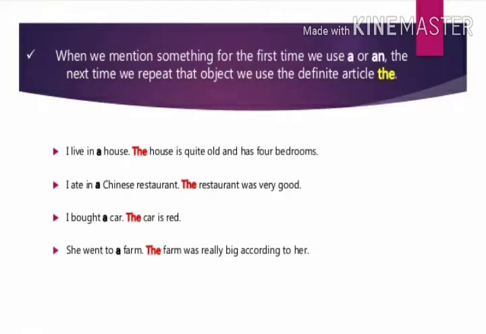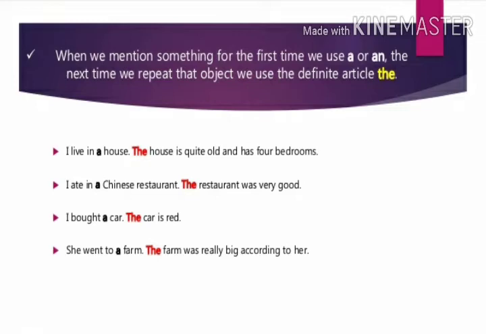When we mention something for the first time, we use a and an. When we talk about any person or thing for the first time, we use a and an. But the next time we repeat the object, we use the definite article the. For example, I live in a house. The house is quite old and has 4 bedrooms.